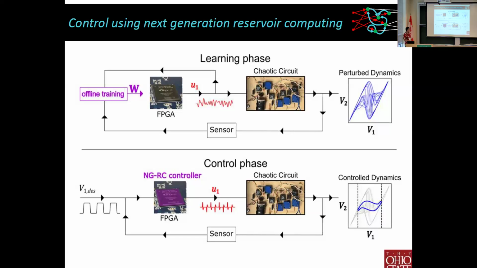And then once I've done that learning, I can close the loop now. I have some desired behavior, I have the measured behavior, I feed that into the next generation reservoir computer, and then use that form of the control perturbation I had a couple slides ago to then perturb the system, some knob that I have accessible.